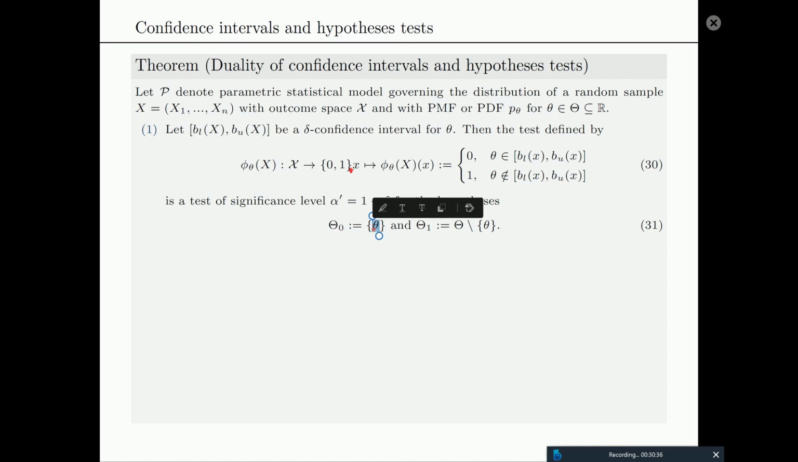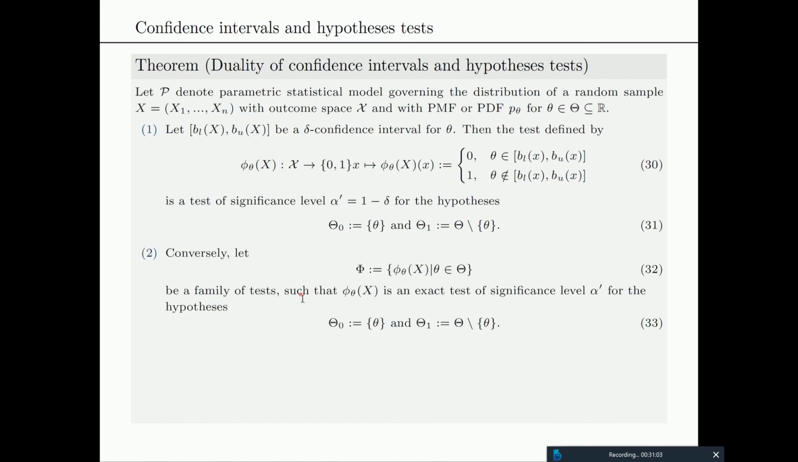You say, okay, I want to test the hypothesis that theta is, for example, 2. And then you use the test that if 2 is in a confidence interval that you computed, you do not reject the null hypothesis, and you reject the null hypothesis if it's not in there. And the significance level of this test is then 1 minus delta. I will show you why that works in a second. First, the other way around.